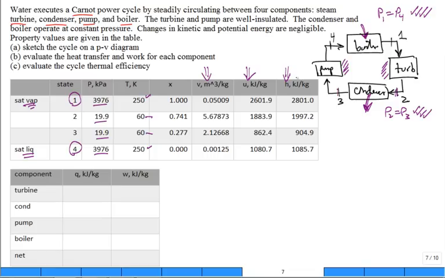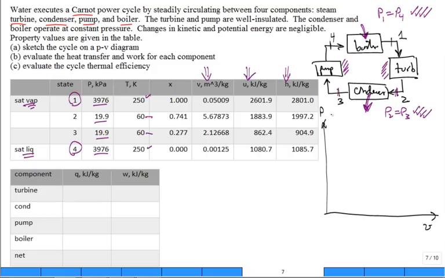Okay. So let's read the problem. Part A, sketch the cycle on a PV diagram. I want you to sketch it. I'll walk around and see how far you get. All right, so we want to put it on a diagram. I'm going to try and tuck the diagram in here, but you really need room to space out that diagram. What's on the x-axis? V. What's on the y-axis? P.